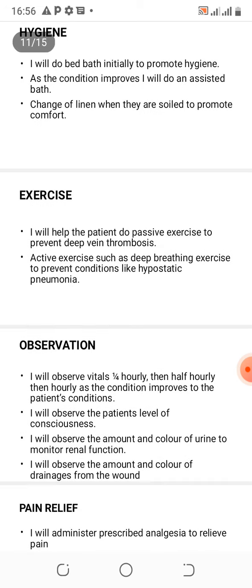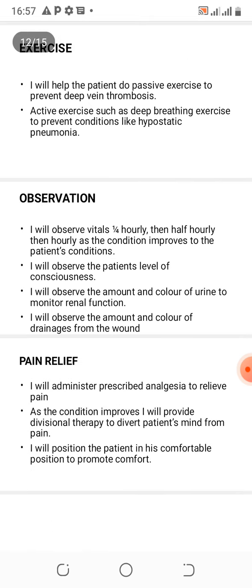On observation, I observe vital signs, that is temperature, pulse, respiration, quarter hourly for 2 hours, or depending on how the patient is responding, then half hourly, then hourly as the condition improves. Then I'll observe the patient's level of consciousness. I'll observe the amount and color of urine to monitor renal function. I'll observe the amount and color of drainage from the wound.